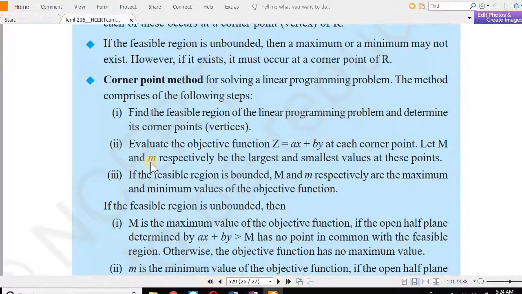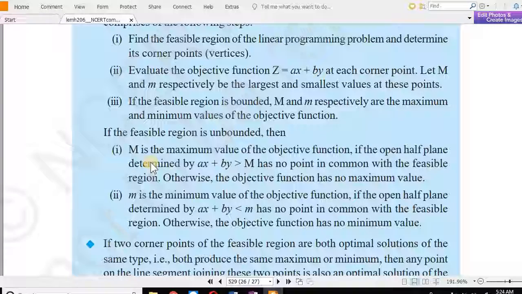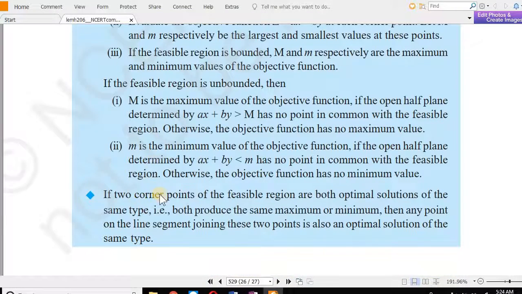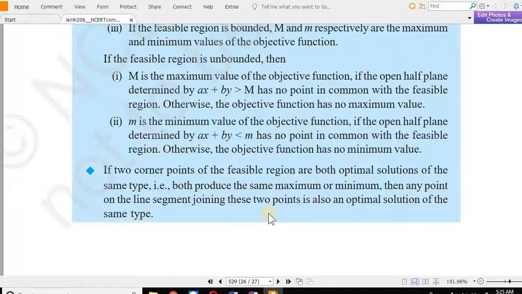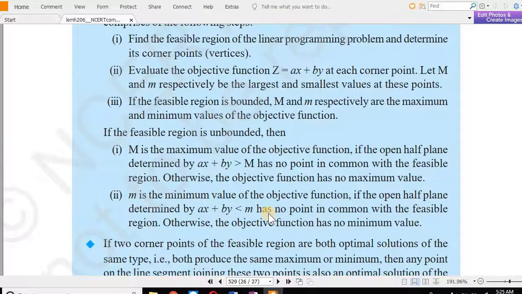And here are the steps for the corner point method, repeated from the chapter. If two corner points have the same value of the objective function, then every point on the line joining those two corner points will also have the same value. So that's a good summary. And we'll stop there.